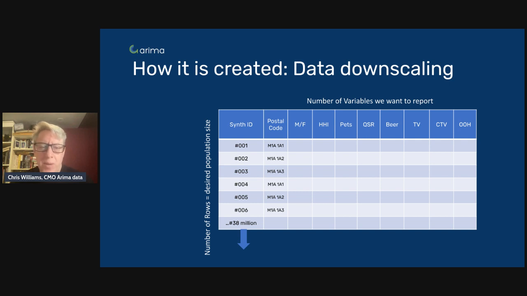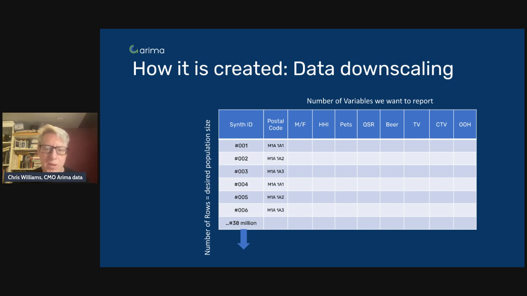So let's talk a little bit about data downscaling. How is this data created? Downscaling is taking, let's say, panel data or survey data, where you have a sample, and creating a process that takes that sample data and turns it into individuals so that it matches what's happening at a national level. What we're going to go through here is a simplified version. We're going to start with this database, and just think of it as an Excel spreadsheet for now.